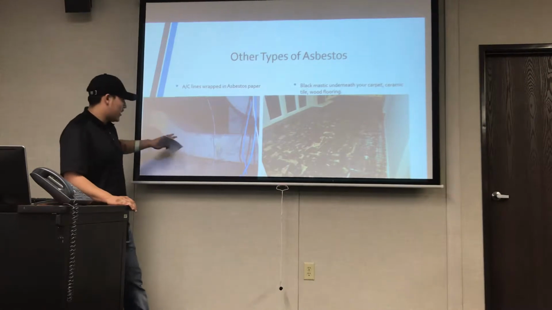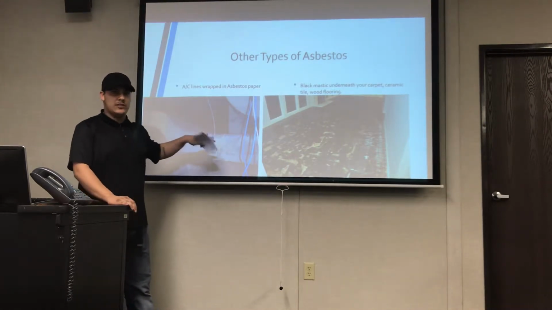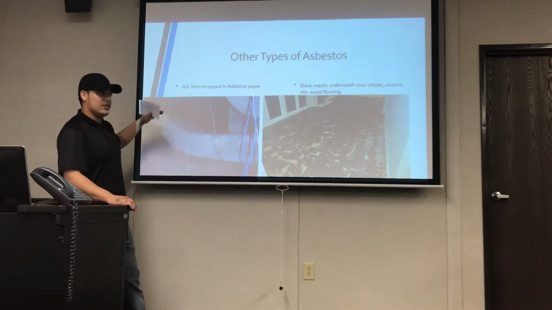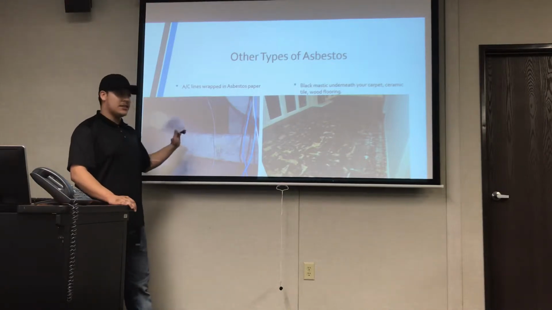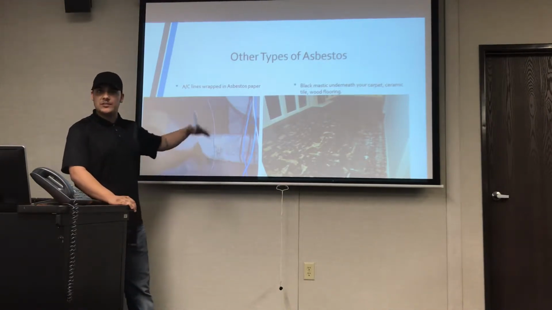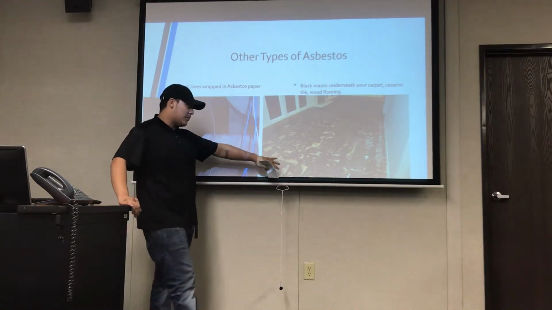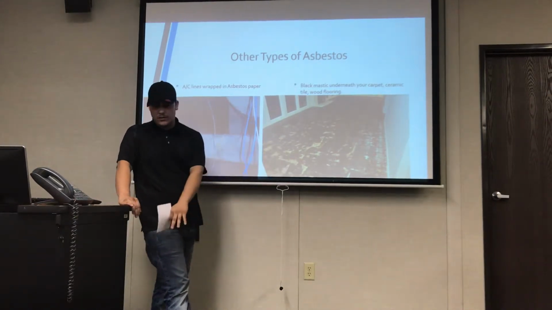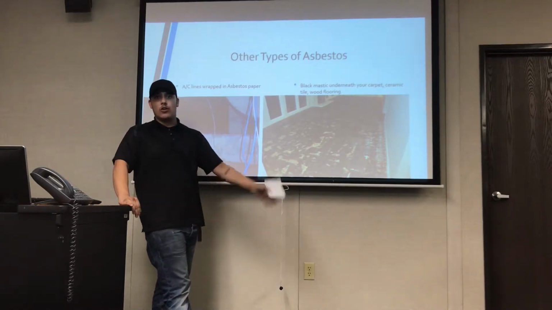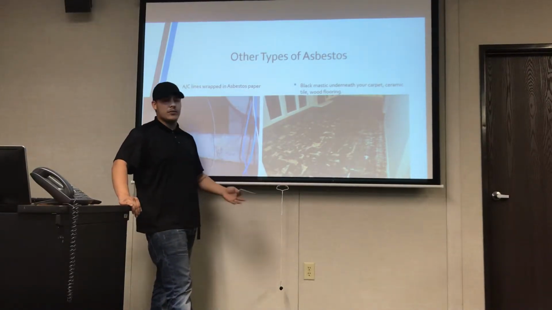This is your AC lines that are wrapped in asbestos paper. So when you turn on your AC to the highest, you get some of these fibers into your home and you breathe them in. As well as this is black mastic. This is found under the carpet here in your home, under ceramic tile or even wood tile.